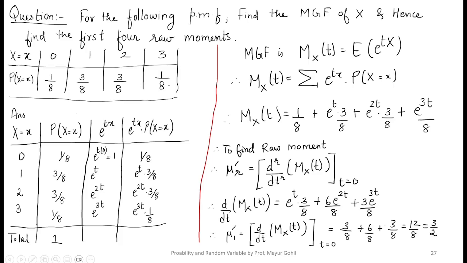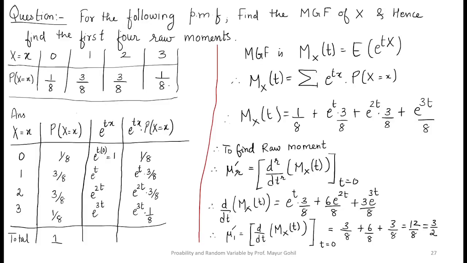Now let us calculate the next derivative. mu 2 dash is basically the double derivative of Mx(t) with respect to t, which is evaluated at t equal to 0.